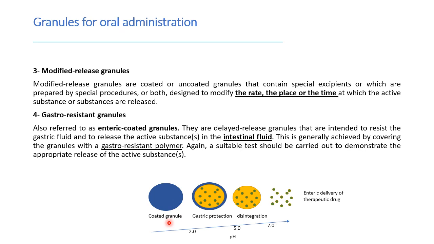So you can see here, these coated granules are intact when in the stomach where the pH is low, while when the pH is raised to 5 or 7, which is the pH of the intestine, the coating starts to disintegrate, releasing the active therapeutic agent into the intestine. These polymers are mainly gastro-resistant polymers.